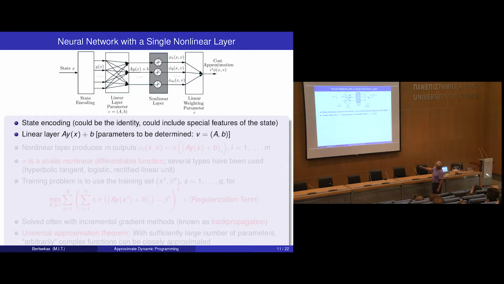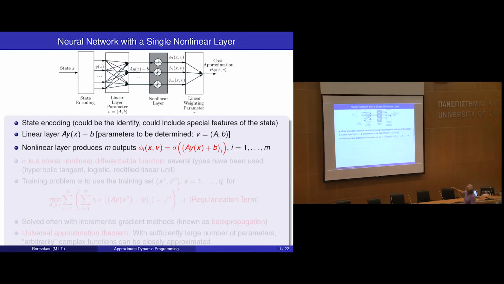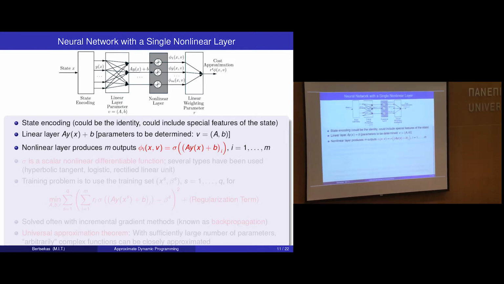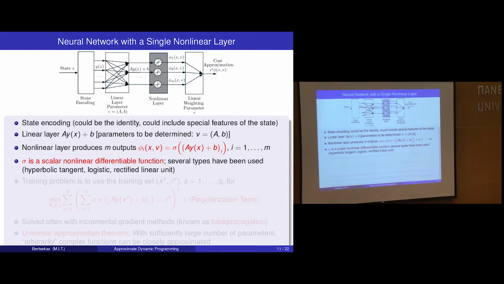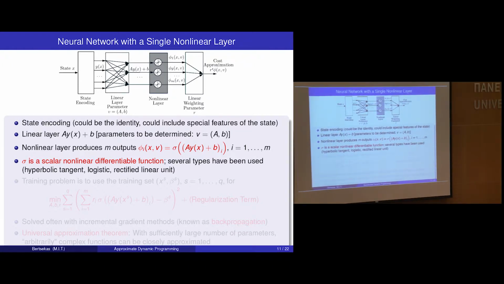Okay, so the linear layer involves parameters which are the components of the matrix A and the vector B. The nonlinear layer produces M outputs, M inputs here, M outputs here, and they involve this nonlinearity sigma, which weighs the output of the linear layer for each i from 1 to M. And sigma is a scalar nonlinear differentiable function, and there have been several types that have been proposed. In the old days, people tended to focus on sigmoidal units. Sigmoidal units are units that are like this, okay? They go flat out on the left, flat out on the right, and they involve some nonlinearity in between. They come under different names and formulas, hyperbolic tangent, logistic function, and so on.